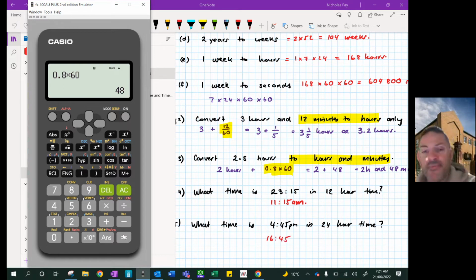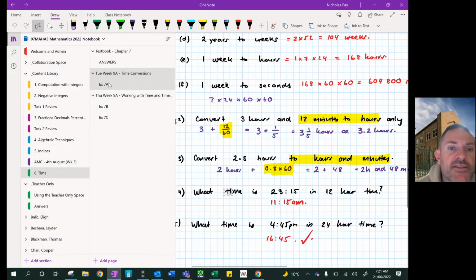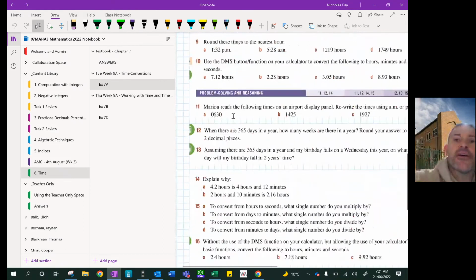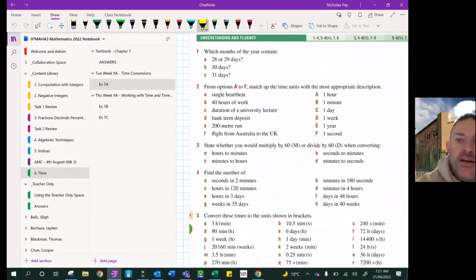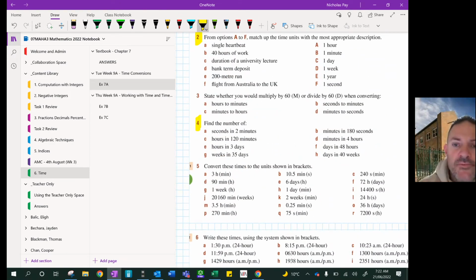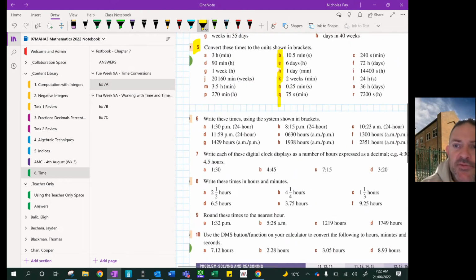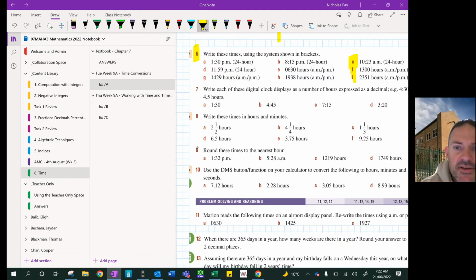Perfect. Gentlemen, that is time for today. Hopefully you understand that. I'd ask you to do exercise 7A, get through as many of these questions as you can. What I might say for our questions to do, let's do question 2. Let's do question 4. Let's do 5. Let's do middle column. We'll do question 6. We'll do last column. We'll do question 9.